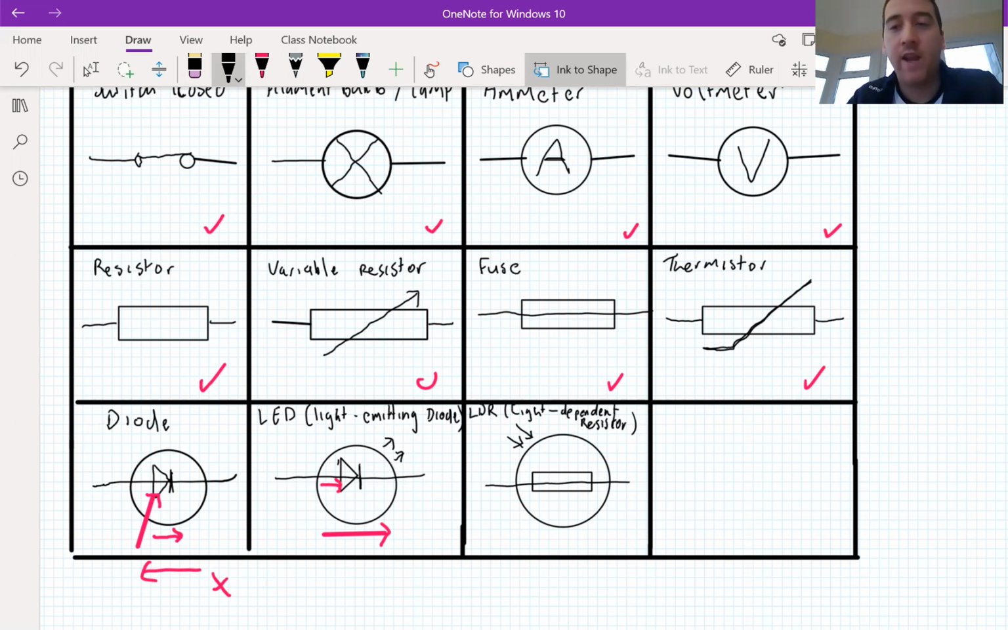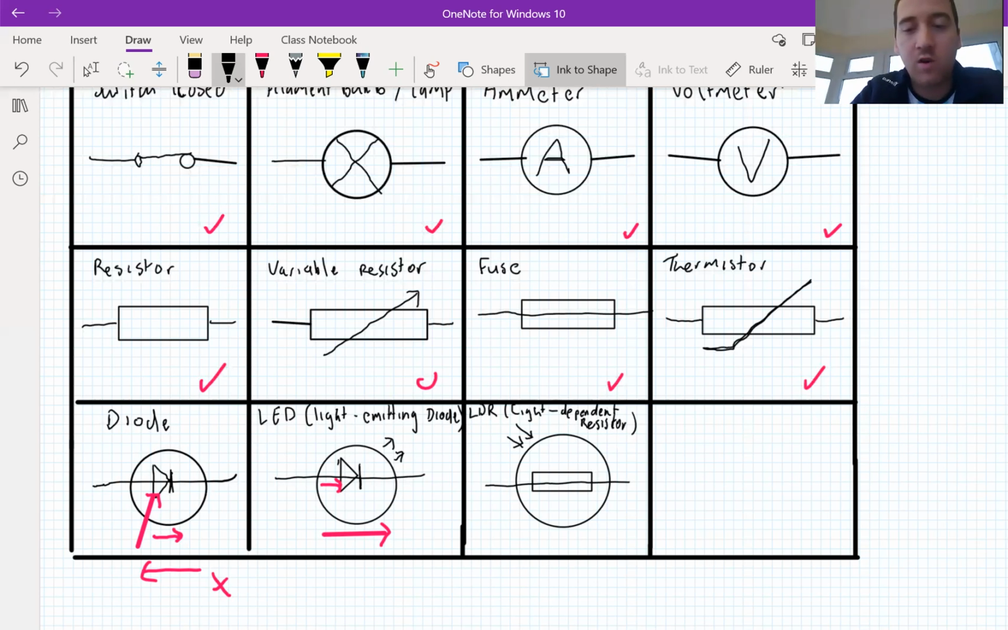Again, when the light intensity is high, it has a low resistance. So when it's bright outside, the resistor has a low resistance and it lets the current flow. When it gets darker, it has a high resistance and it slows down the current. That's a light dependent resistor.